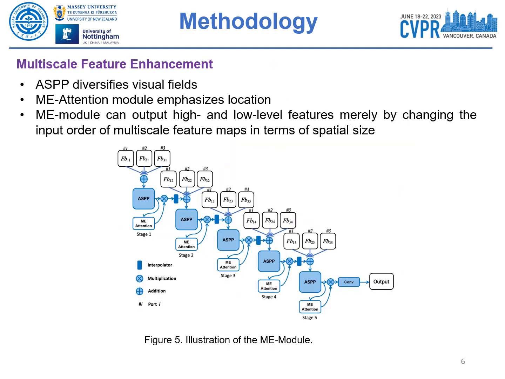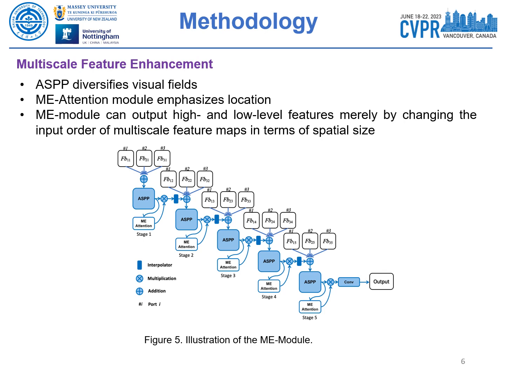Next, let's take a look at the detailed structure of the ME module. The encoder uses multiple scale or frequency feature layers in 5 stages. Each stage consists of an ASPP and an attention module. ASPP diversifies visual fields and attention emphasizes locations. What's special is that the ME module can output high and low level features merely by changing the input order of multi-scale feature layers in terms of their spatial size.